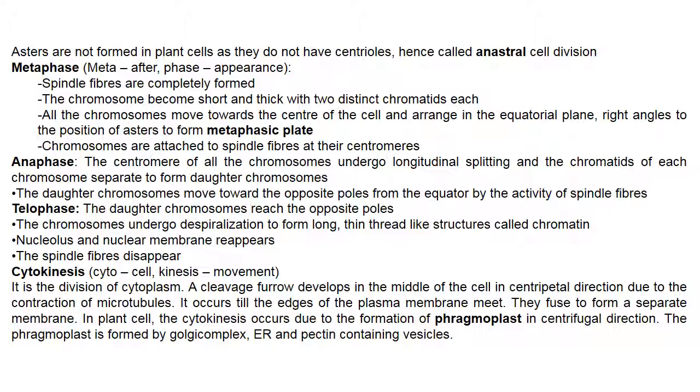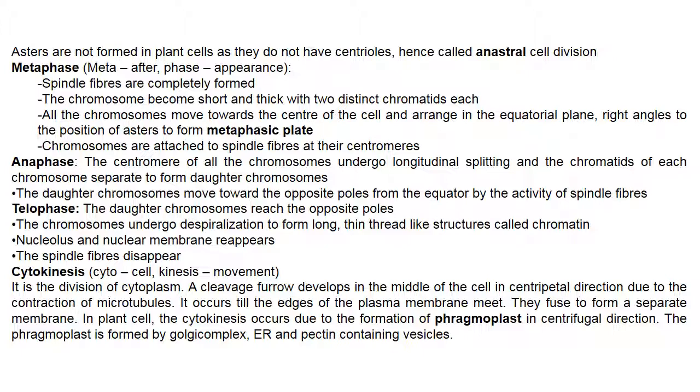Anaphase. The centromere of all the chromosomes undergoes longitudinal splitting and the chromatids of each chromosome separate to form daughter chromosomes. These move towards the opposite poles by the activity of spindle fibers. Telophase. The daughter chromosomes reach the opposite poles. Chromosomes undergo despiralization to form long, thin thread-like structures called chromatin. Nucleolus and nuclear membrane reappear. The spindle fibers disappear.